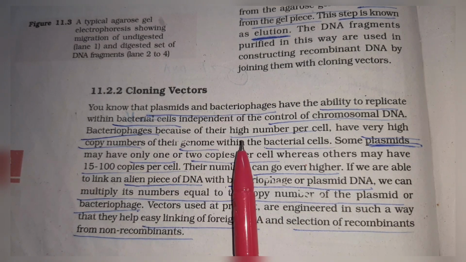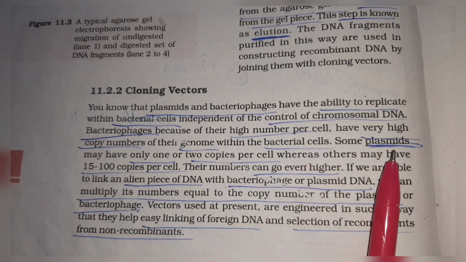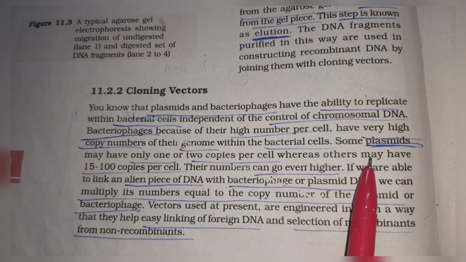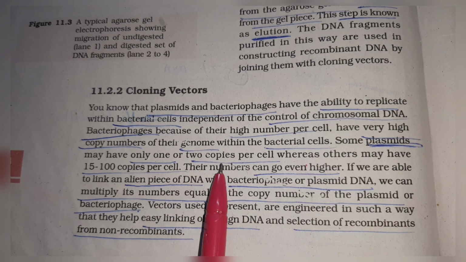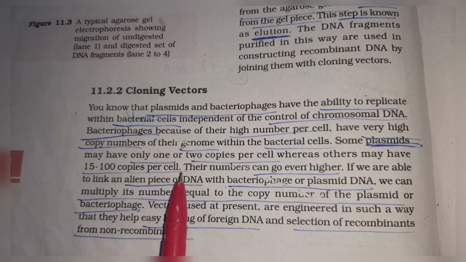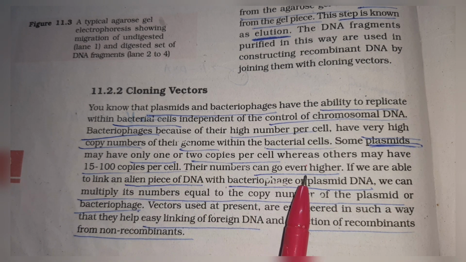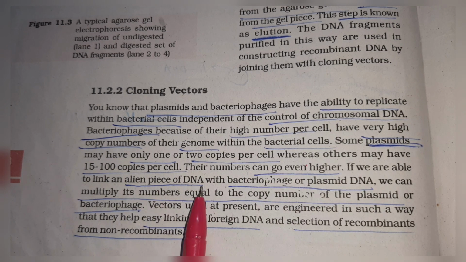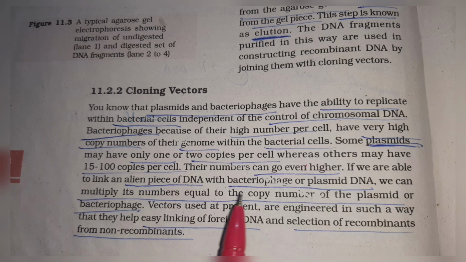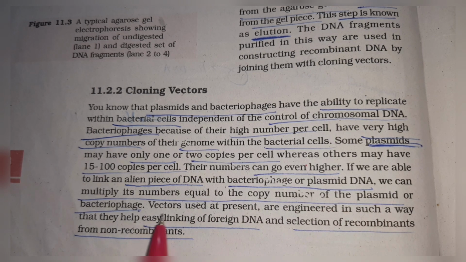Bacteriophages, because of their high number per cell, have a very high copy number of their genome within the bacterial cell. Some plasmids may have only 1 or 2 copies per cell, whereas others may have 15 to 100 copies per cell. Their number can go even higher. If we are able to link an alien piece of DNA with bacteriophage or plasmid DNA, we can multiply its number equal to the copy number of the plasmid or bacteriophage.